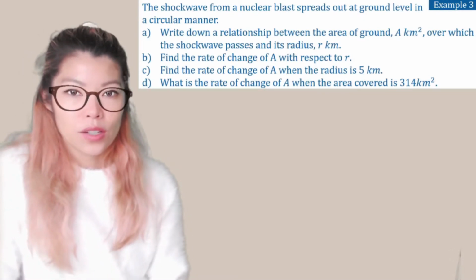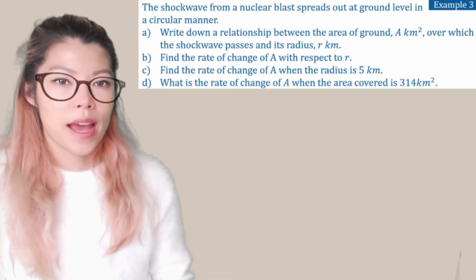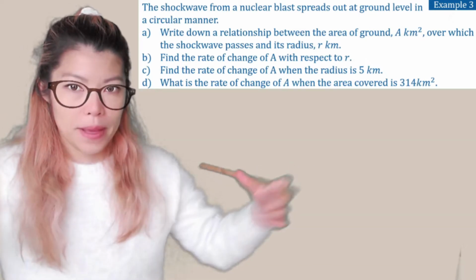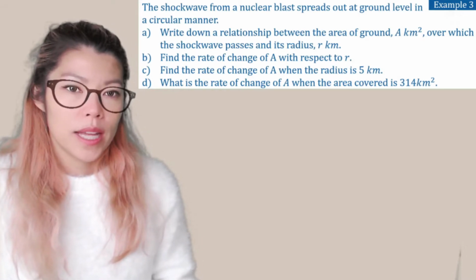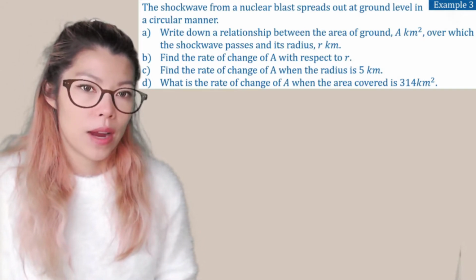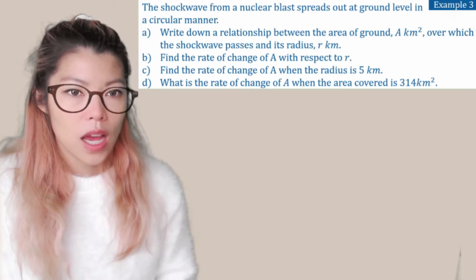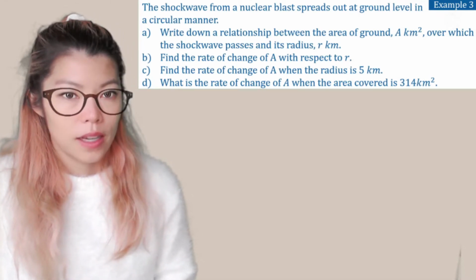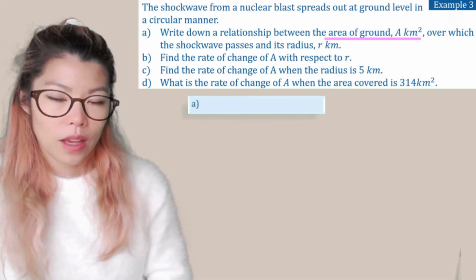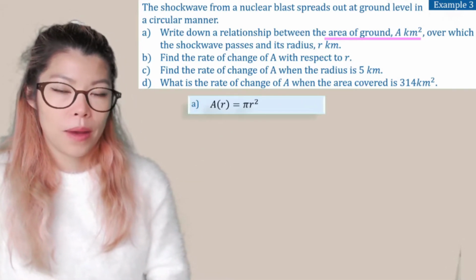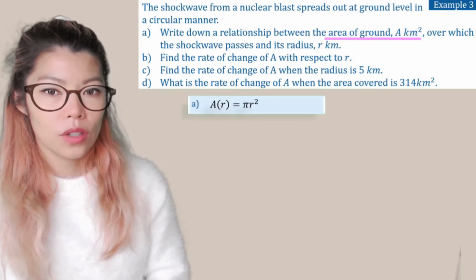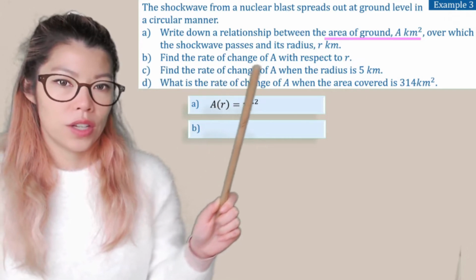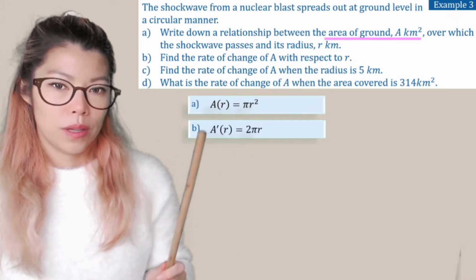Example 3, the shockwave from a nuclear blast spreads out at ground level in a circular manner. So it's a circle going bigger. Write down a relationship between the area of the ground, A in kilometers squared, over which the shockwave passes, and its radius r in kilometers. Now we know the area of a circle is just pi r squared. And part B, find the rate of change of A with respect to r. So that would be just deriving that.